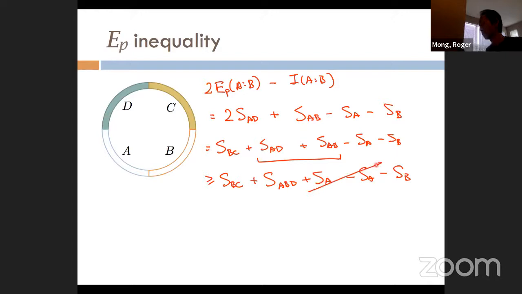These two cancel. And then because this is a pure wave function, S_ABD is the same as S_C. And I end up with the mutual information between B and C. I've messed up somewhere because there's a sign here.